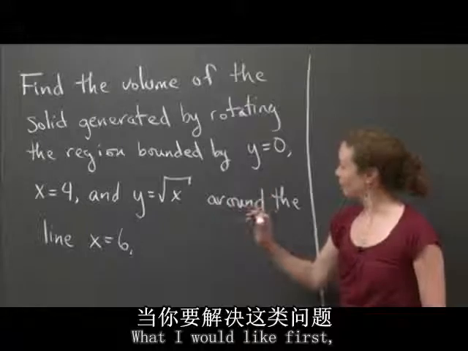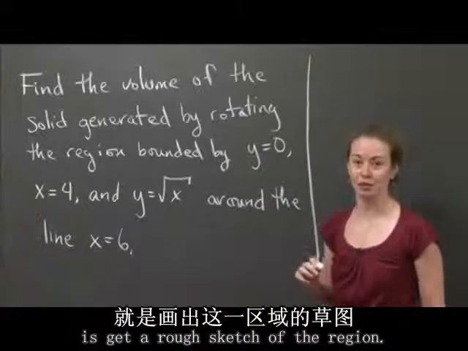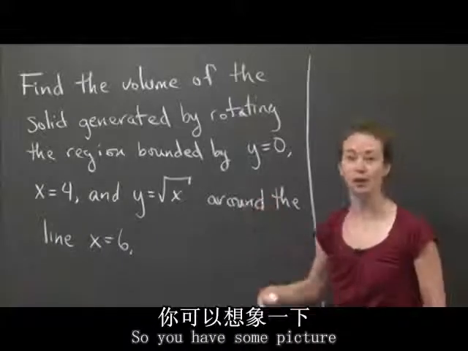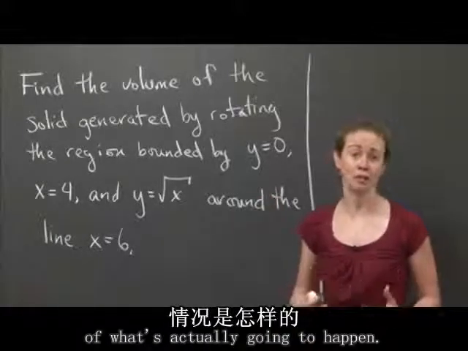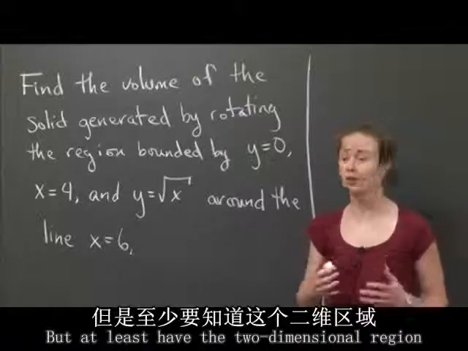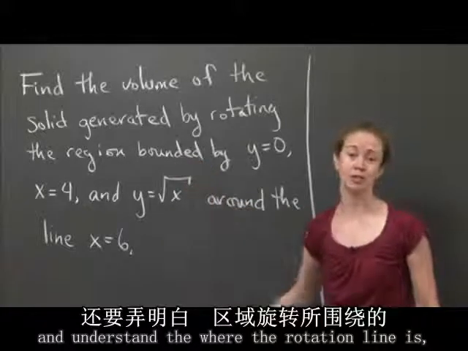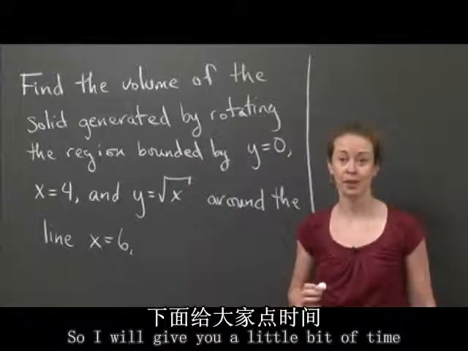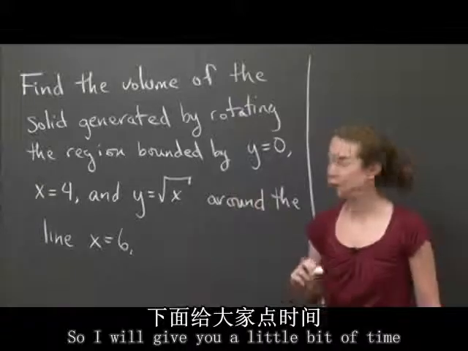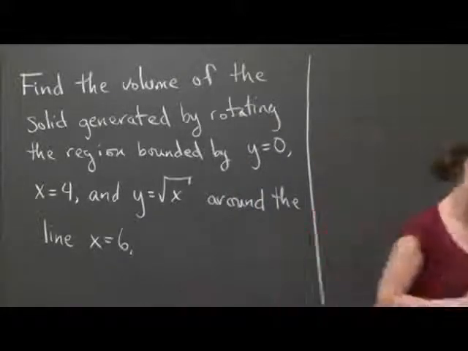What I would like first, when you're doing this kind of problem, is to get a rough sketch of the region, so you have some picture of what's actually going to happen. You don't necessarily need a three-dimensional picture, but at least have the two-dimensional region and understand where the rotation line is with respect to that region. I will give you a little bit of time to work on that problem, and when I come back, I'll show you how I do it.